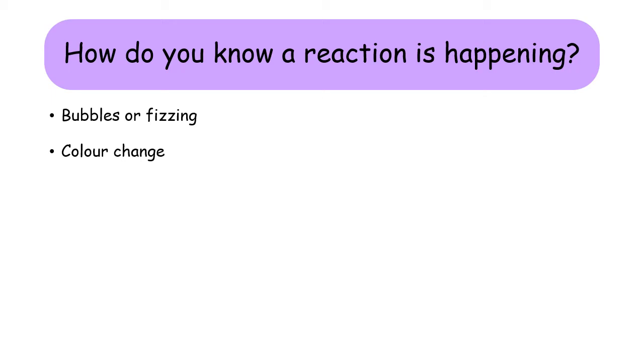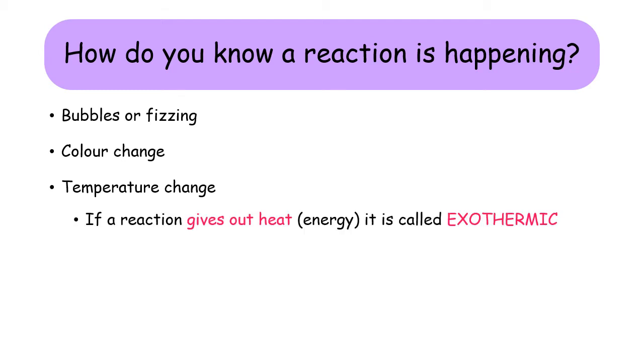Now the next two terms are going to be about temperature change. So a reaction can get hotter or it can get colder. And we use very specific words for these that you need to remember. So the first one is if a reaction gives out heat, and that means that it'll heat up, the temperature will increase. We call that exothermic. So exothermic, exo means out, thermic means heat, so it's giving heat out.